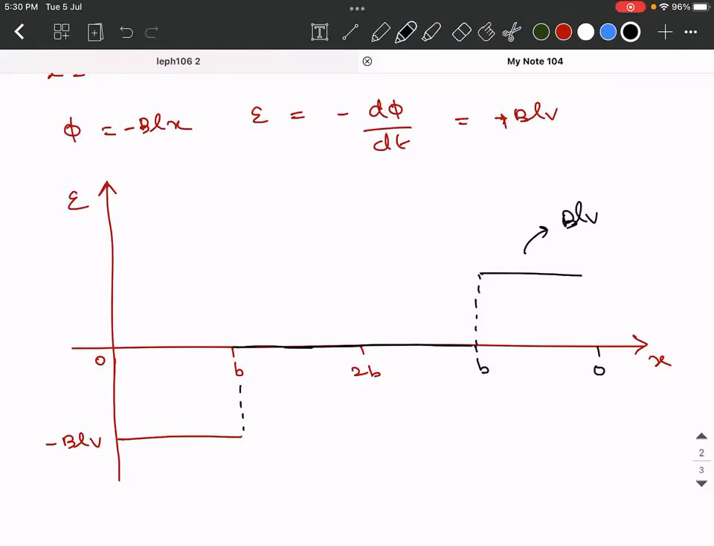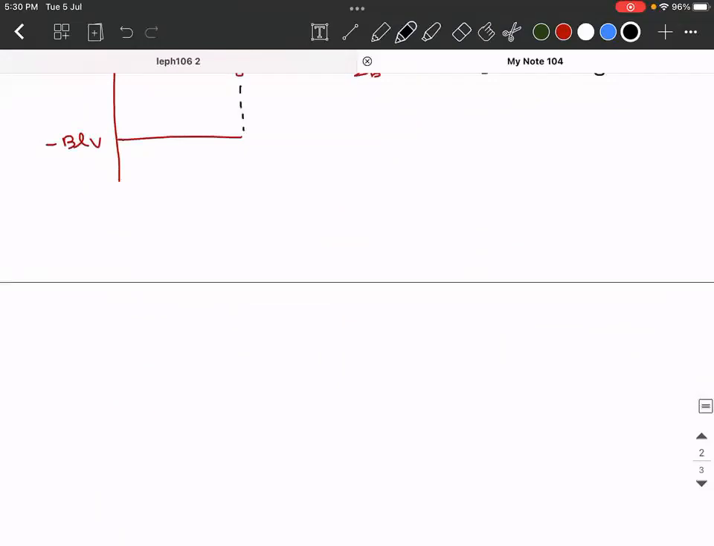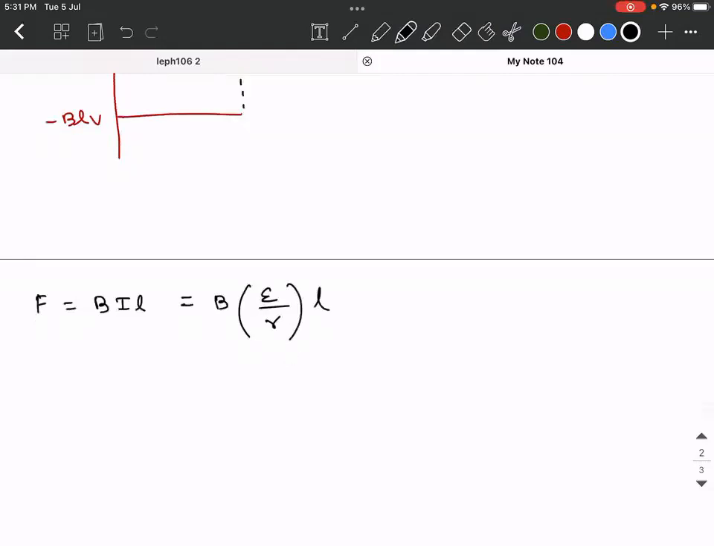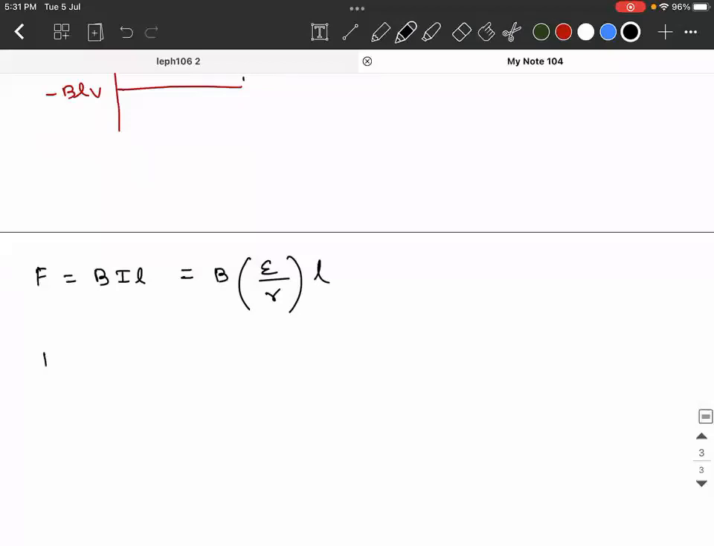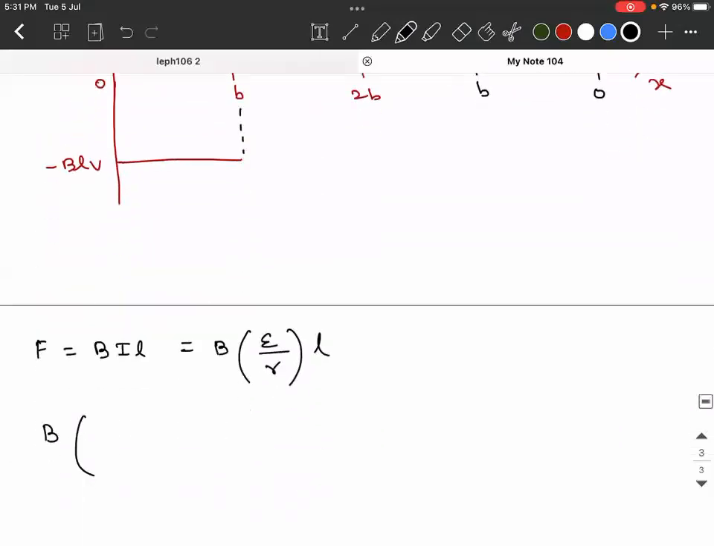So done. After this, what are they asking? You need to find the amount of force that needs to be applied, right? Yeah. So how to find the force? Force is equal to B into I into L. Is it right? So B is B only. What can you write in the place of I? You can write it as EMF divided by the resistance multiplied with the length. So E divided by R into L. Is it clear? So B is B only. What is the EMF that is getting generated between x is equal to 0 to x is equal to B?